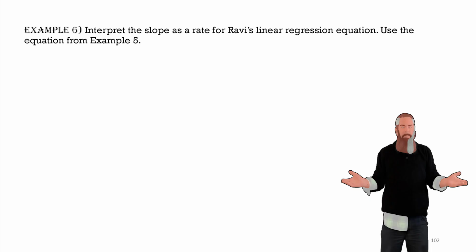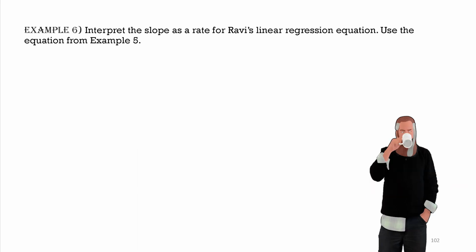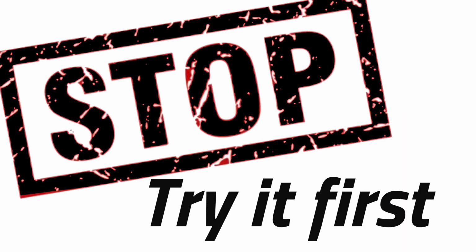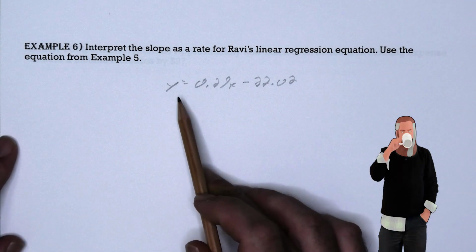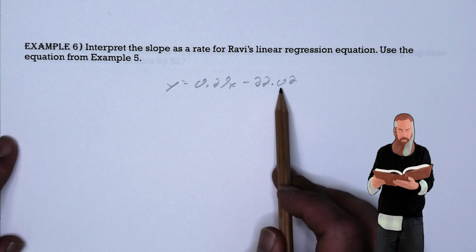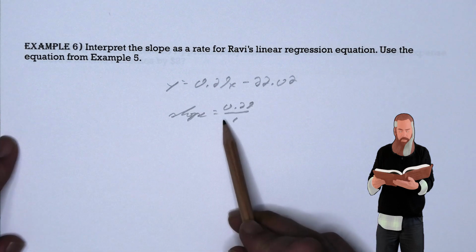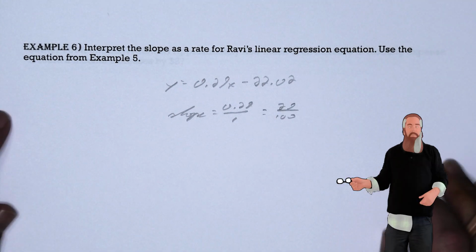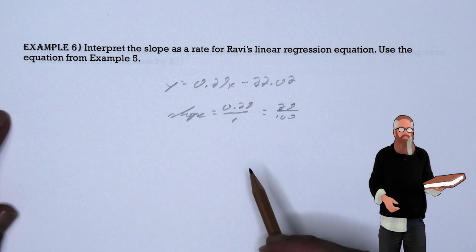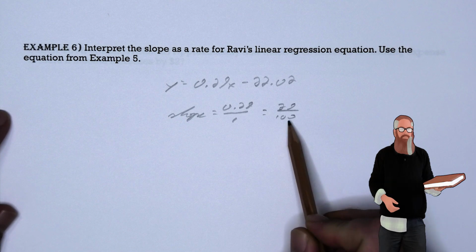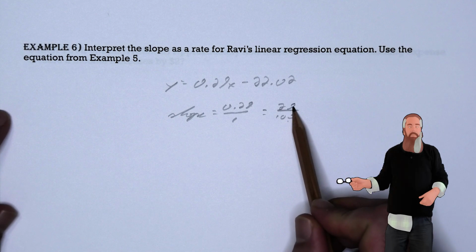Now let's interpret the slope as a rate for Ravi's linear regression equation used from example 5. The equation from that was y is equal to 0.29x minus 22.02. So the slope is 0.29 over 1, which you can also look at as 29 over 100. So for every $100 in increased earning, there is $29 more spent on clothing.